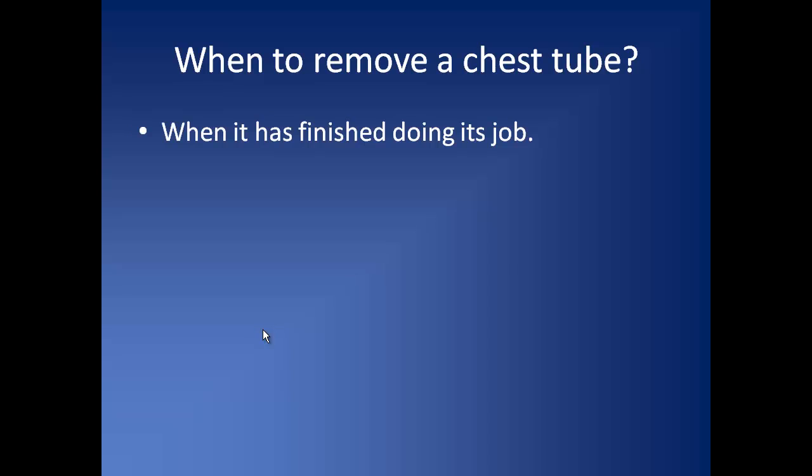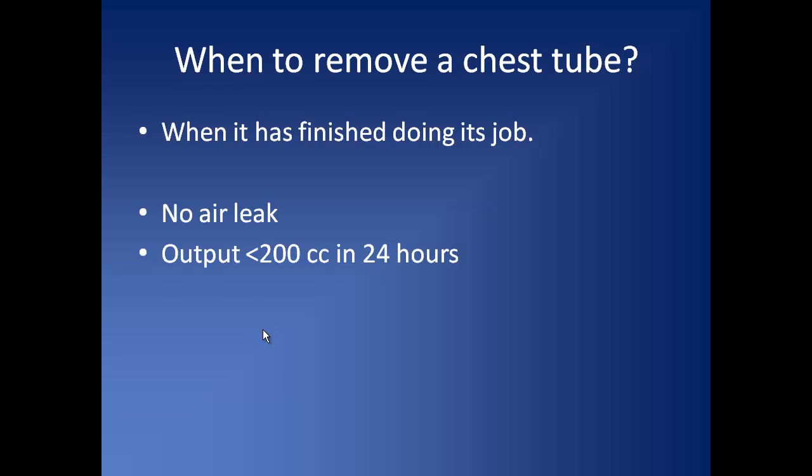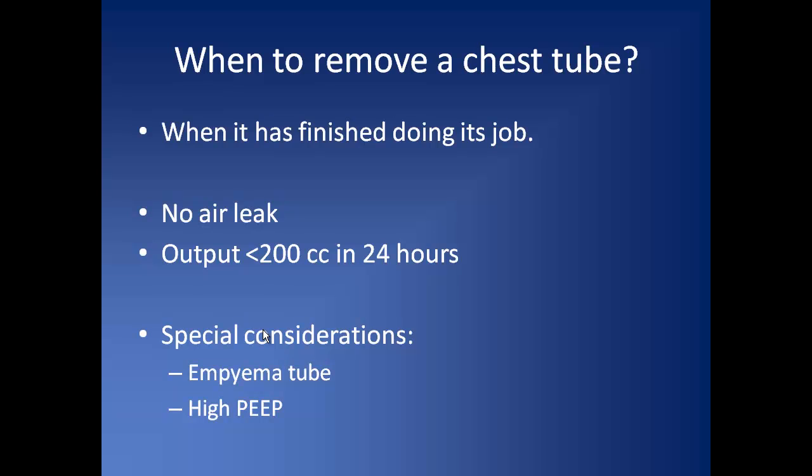So when do we remove chest tubes? Well, when it's finished doing its job. Usually when there's no air leak or the output's less than 200 cc's in 24 hours. I know a bunch of you have had patients where we keep writing, please keep an eye on the chest tube output, because we're not going to remove the chest tube when it's more than 200 cc's. So it's important to encourage nursing and for you guys to keep an eye on the output, because if we don't know what the output is, that thing is not coming out. The other thing is that there are special considerations where we will leave the chest tube in.